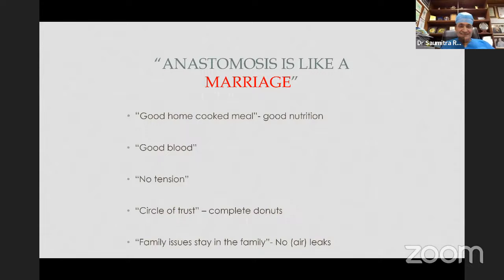Like in marriage, you need to have a circle of trust. The same thing in colocolic or colorectal anastomosis, you should have a complete donut. And like in a good marriage, family issues stay in the family. The same thing in colorectal anastomosis, you do the leak test and there is no air leak.